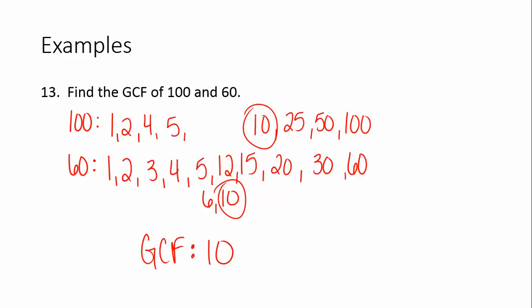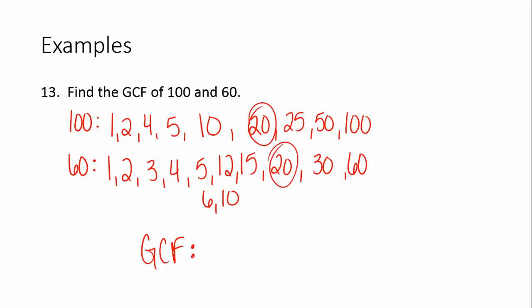And now as I'm looking at that, I realize it's not. I missed something here. What did I do? 1 and 100, 2 and 50, 4 and 25. Oh, 5 and 20. 5 times 20, and then the number 10, 10 times 10. So actually the greatest common factor, sorry about that, is larger than 10. It's actually 20. 20 divides evenly into both 100 and 60.